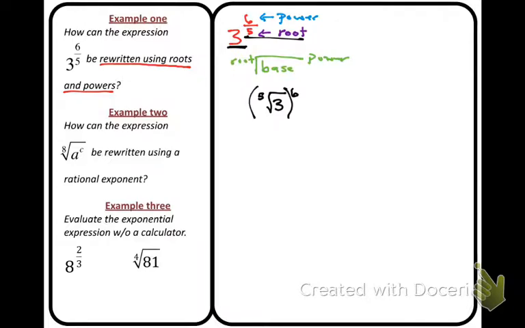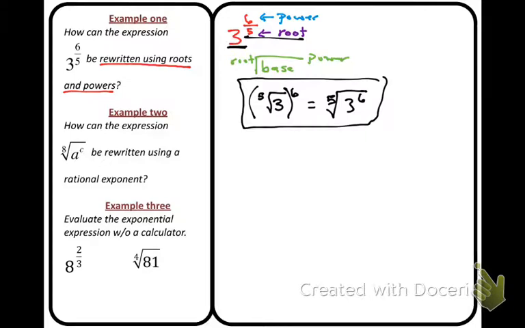Now just another side note, we can rewrite this two different ways. It could be like that. So it could be the 5th radical of 3 to the 6th power. Both of those are the same thing, both acceptable answers. It helps to know that you can write it both ways because you can start manipulating different problems and be able to solve them a lot easier. So either of those, acceptable answers.